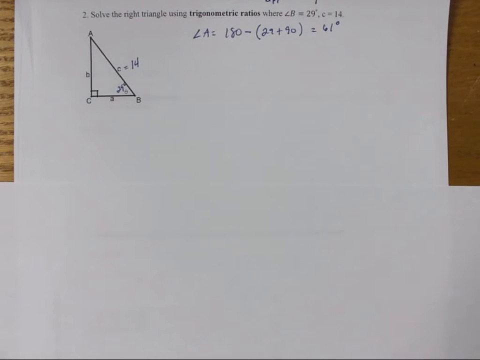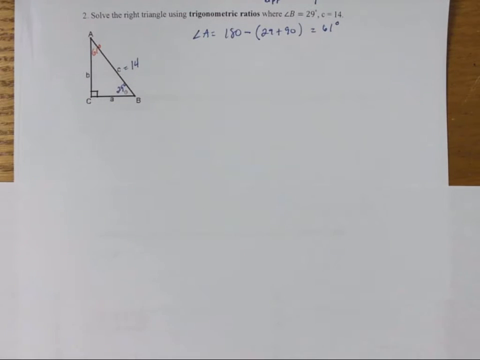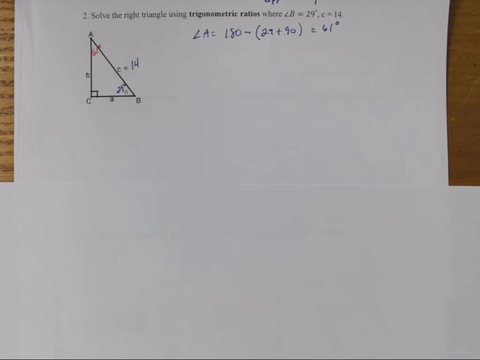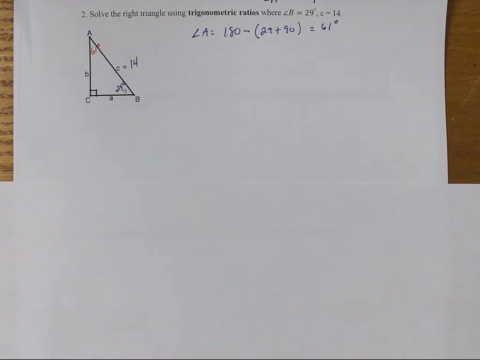So now we also have the angle of A. We found that one. Now we need to find side A and side B. Usually when you solve these, it's better to use the parts that you're given rather than the parts that you find, because if you make a mistake, it makes the other part that you find wrong. So try to use the ones given if you can.